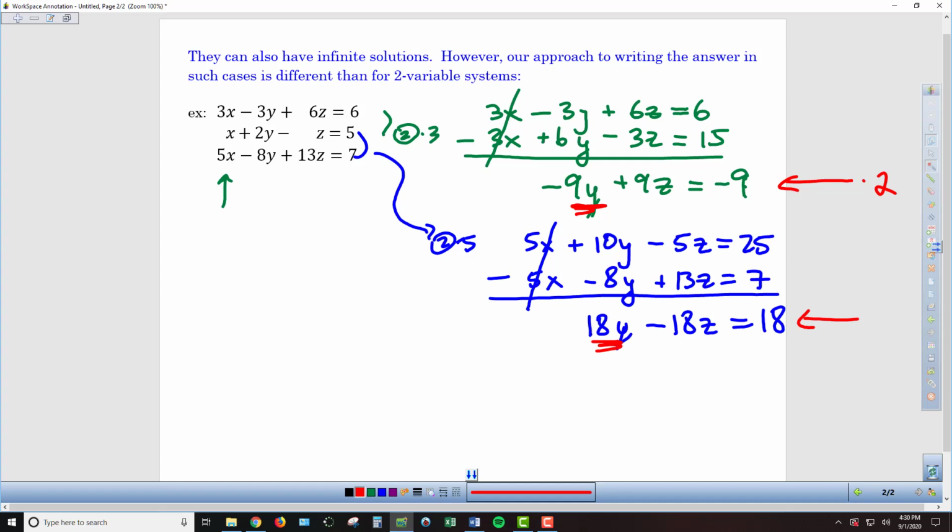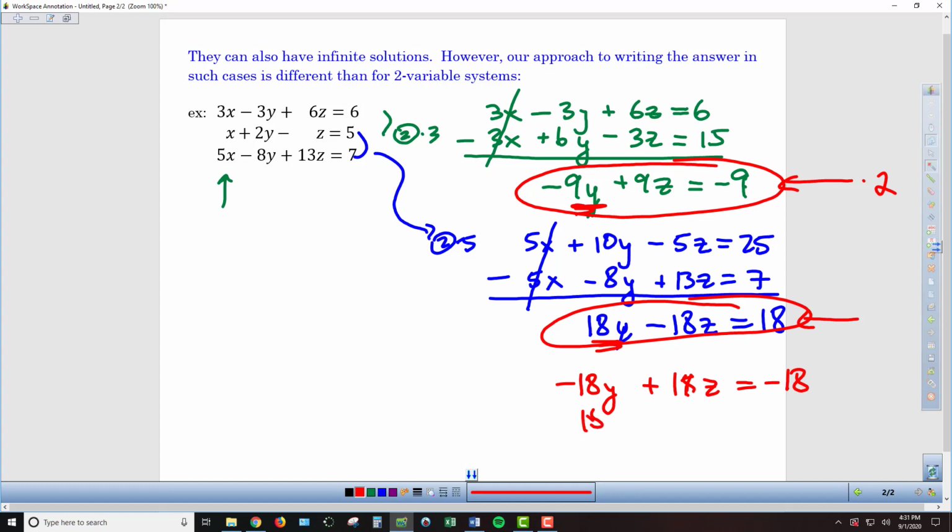If I do that, I get negative 18y, so I'm multiplying this by 2, negative 18y plus 18z equals negative 18. I have to multiply everything by 2. And then I can just copy down this equation. So we have 18y minus 18z equals 18.